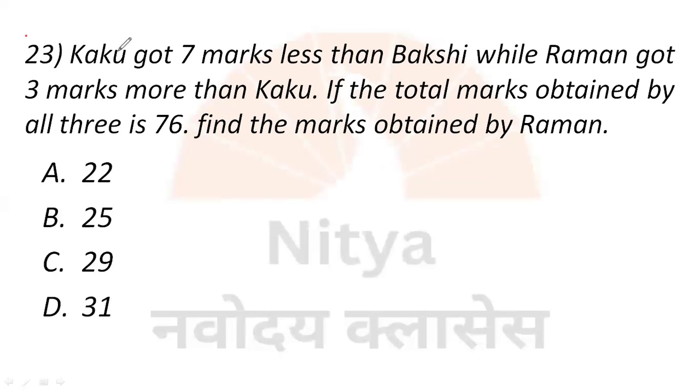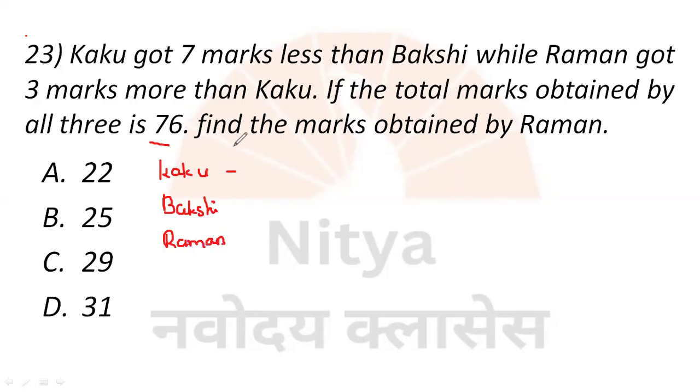23. Kaku got 7 marks less than Bakshi, while Raman got 3 marks more than Kaku. If the total marks obtained by all three is 76, find the marks obtained by Raman. See here, there are 3 people: Kaku and Bakshi and Raman.